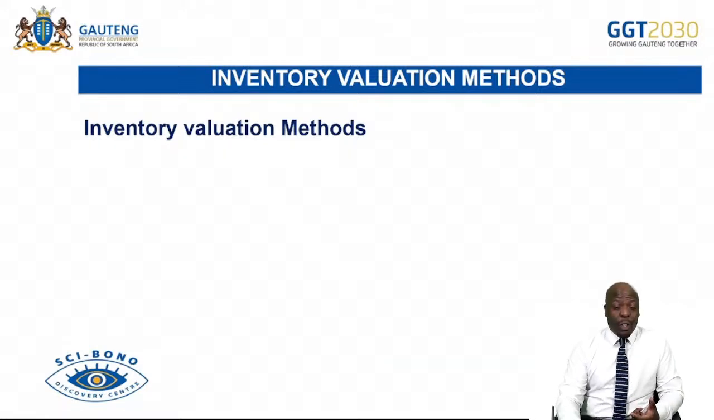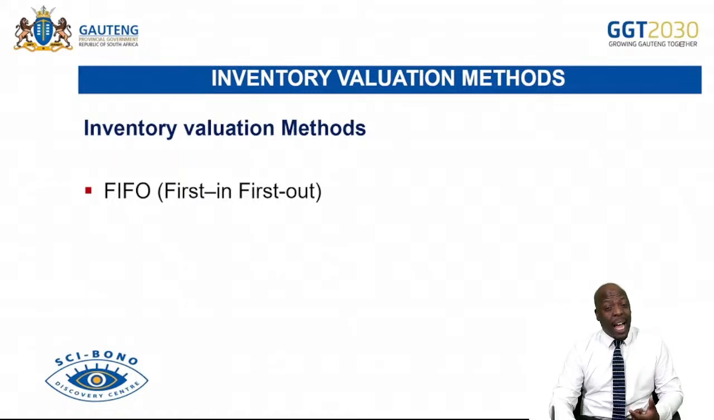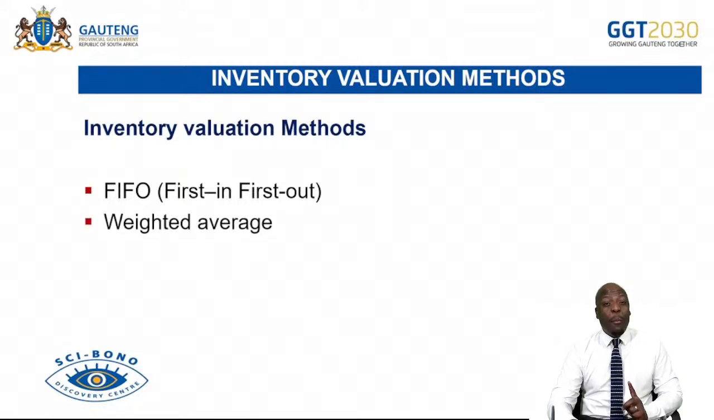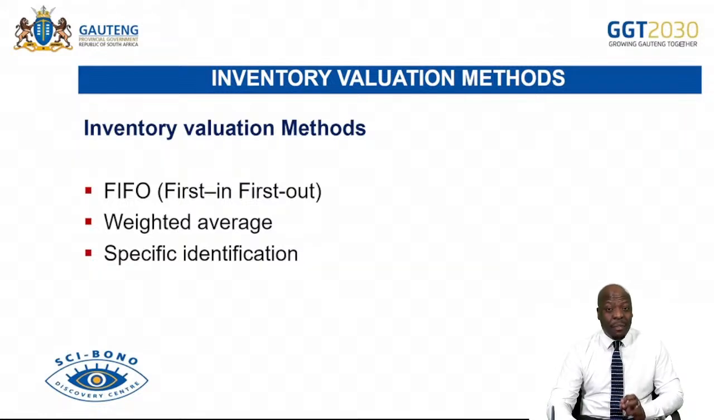As I said earlier, in the previous week, I did the first in, first out, which was the first inventory valuation method. And remember, I told you this was one of the three methods that we have. Today I'm going to be doing the weighted average method, as well as the specific identification.